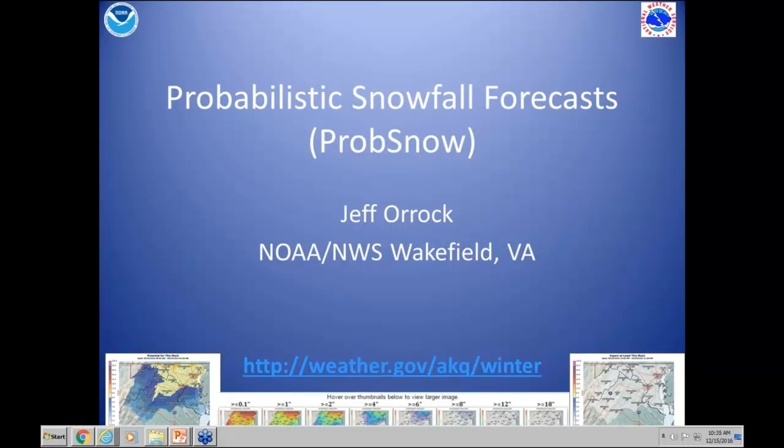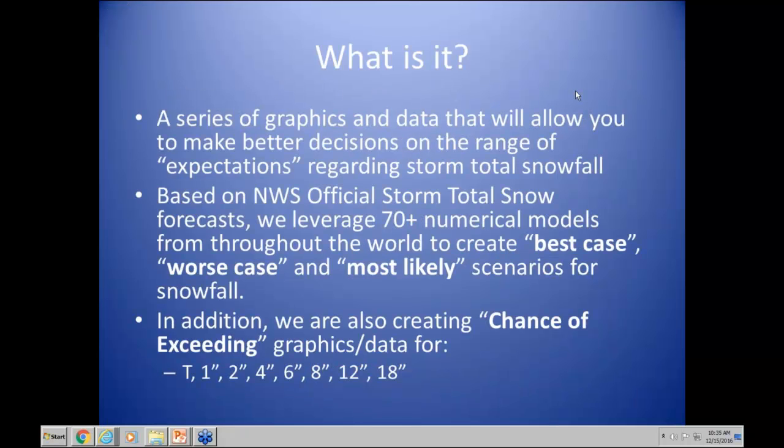There's definitely some room for misinterpretation of these forecasts, so I think it's important for critical decision makers to understand a little bit behind what these probabilities mean and how they can be applied, and also how they can be misinterpreted. What is probabilistic snowfall?